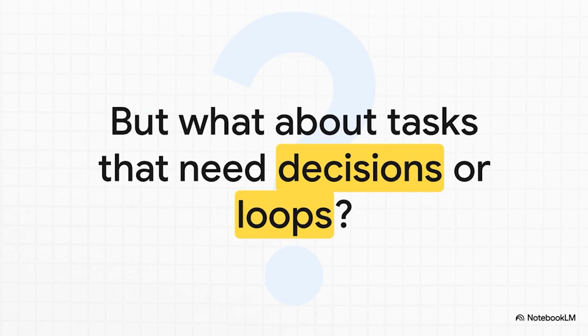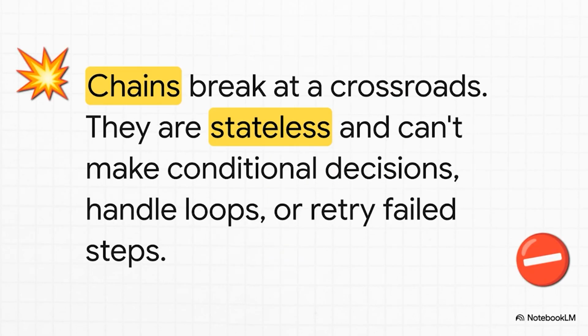But what about the real world? I mean, real tasks are never that simple, right? They're messy. They're full of if this, then that scenarios, decisions, and moments where you gotta go back and try something again. A straight road isn't much help when you get to a crossroads. And this is exactly where chains just fall apart.